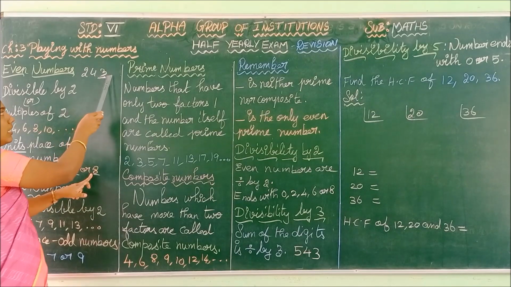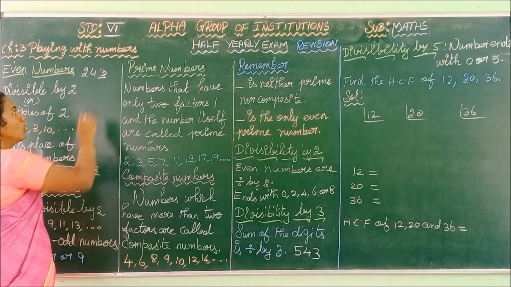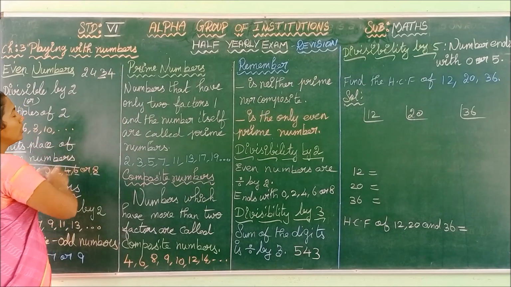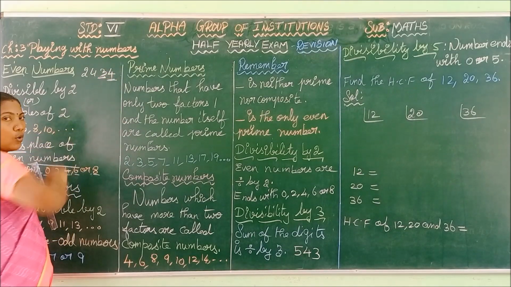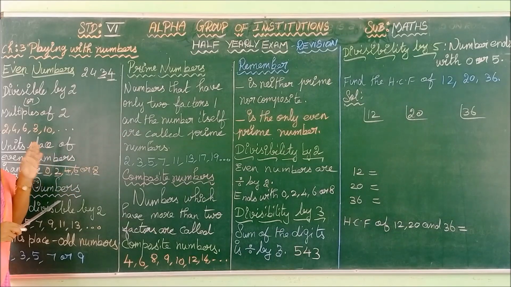See here, we don't have such a number. So this is not an even number. Suppose if I write like this, see here, now the digit in the units place is 4. We know that if the number ends with 0, 2, 4, 6, or 8, it is an even number. So this is an even number.